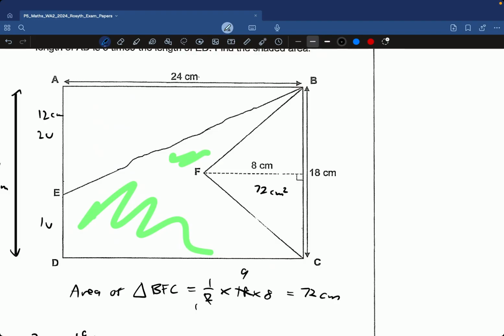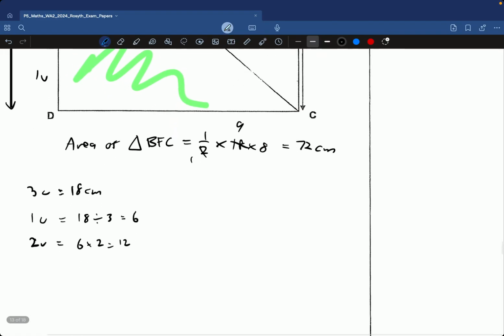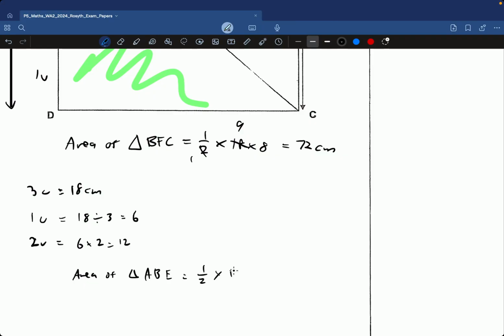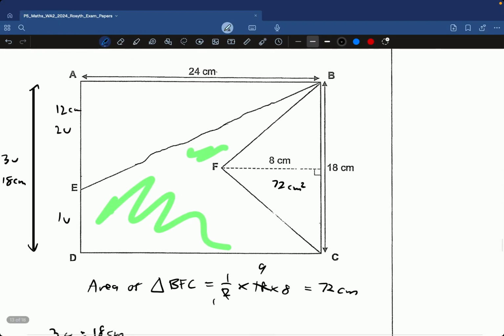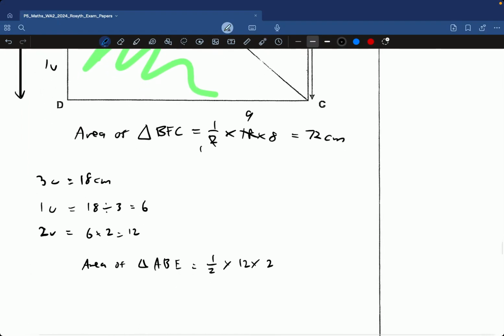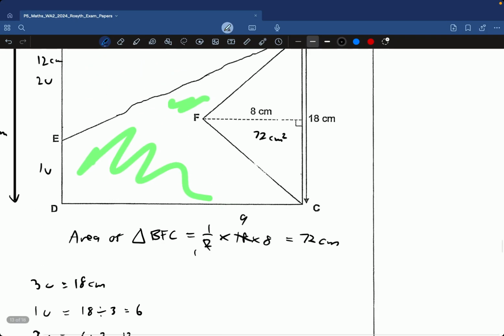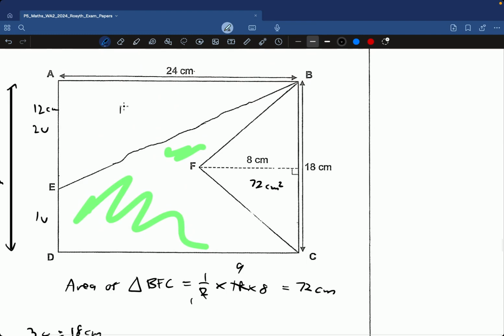Now we need to get ABE. All right, so area of triangle ABE is equal to half times 12 times 24. Okay, so we can just make this into 12, right? So 12 times 12, 144. Okay, so now we know this area is 144 centimeters square.